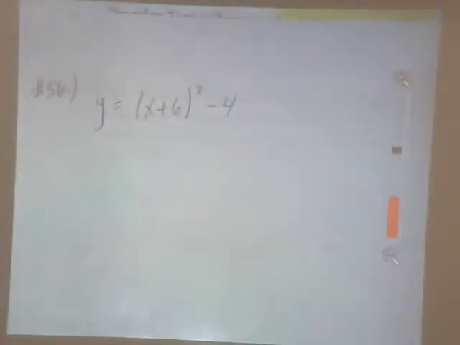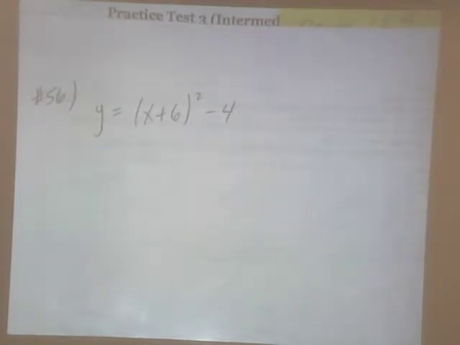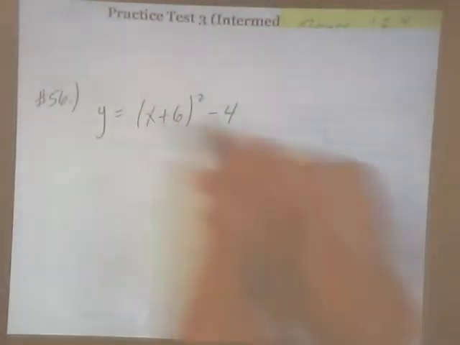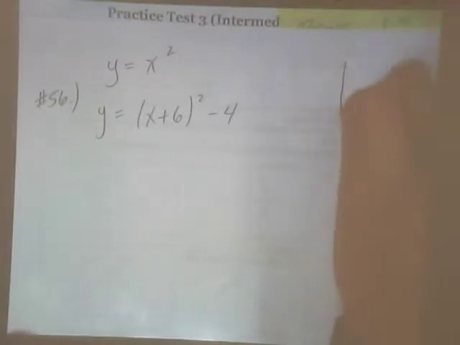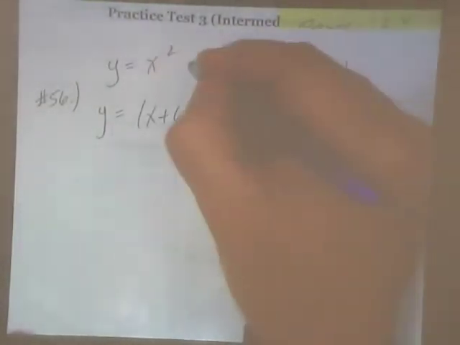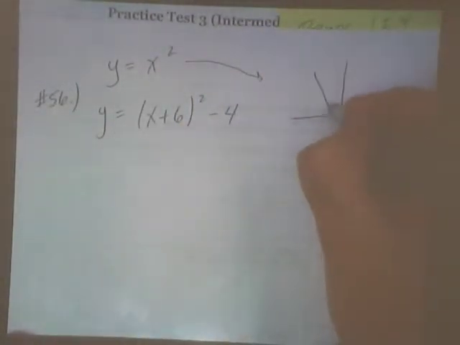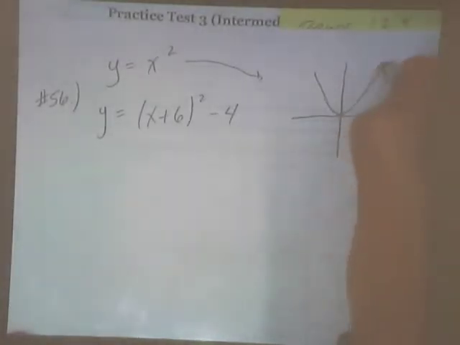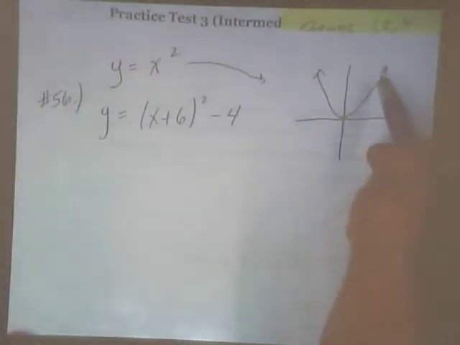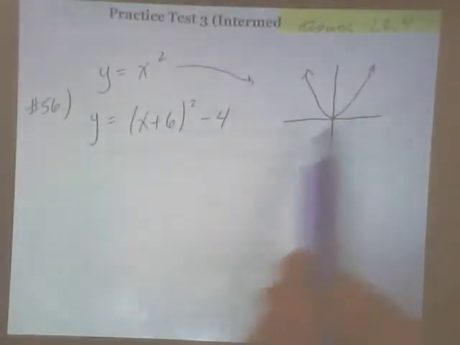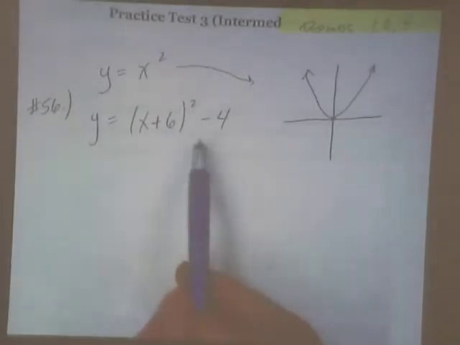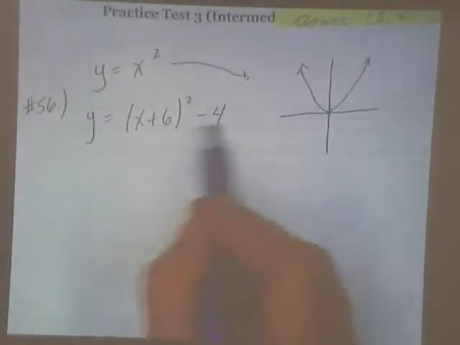Alright, so it says, what is the vertex of the graph? The parent function of this is y equals x squared. Okay? This graph, the parent function, just looks like this. It's a parabola. The vertex is at the origin, 0, 0. So what happens when I add or subtract a number at the very end? What happens to the graph?